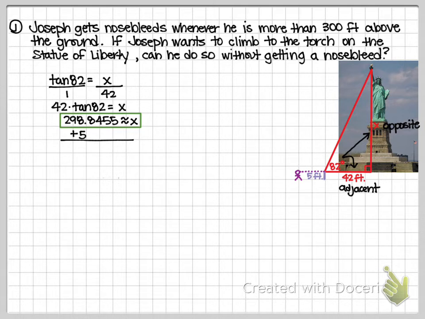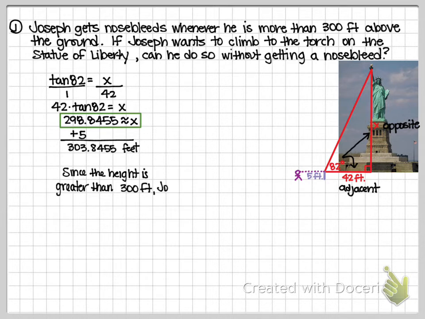Once we do that, I think we just went right past the 300. So this is going to be 303.845 feet. So that's going to be from the ground to the torch. So I guess what I would be saying to Joseph is you can climb, but you're probably going to get a nosebleed. So since the height is greater than 300, Joseph should expect a nosebleed.